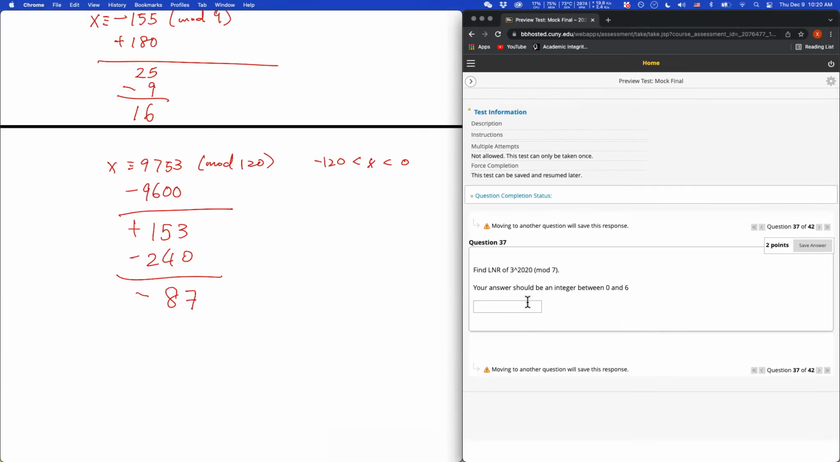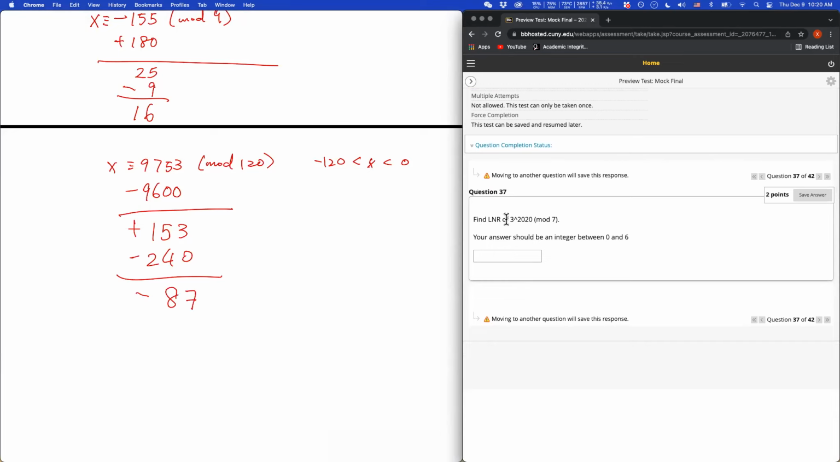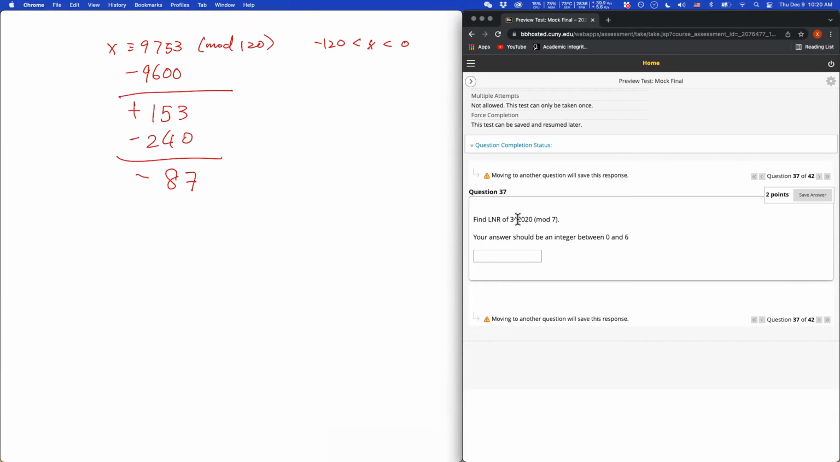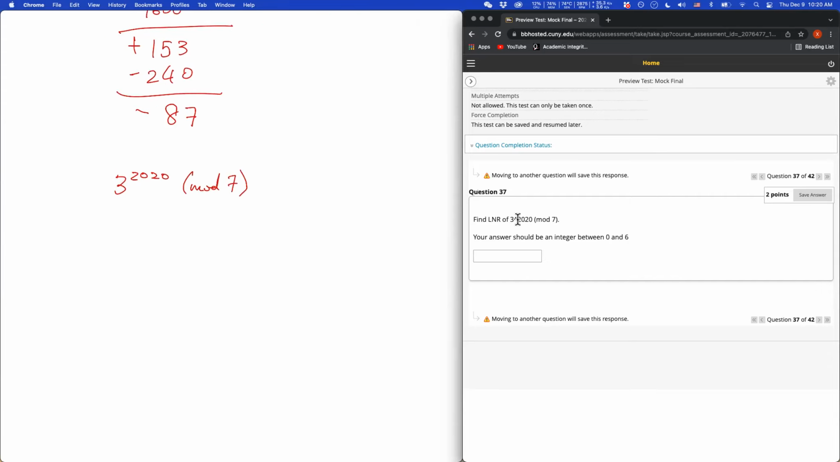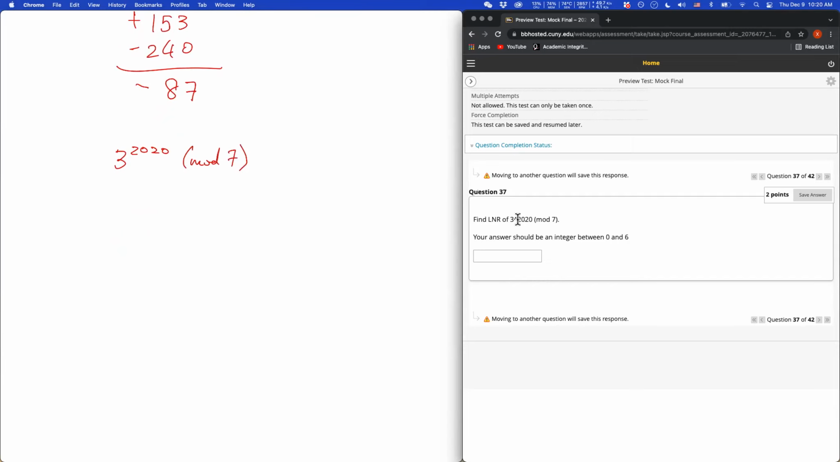Okay, next, it's asking you to reduce 3 to the 2020 power mod 7. Well, we know 7 is a prime. So according to Fermat's little theorem, we know 3 to the 6 is congruent to 1 mod 7.